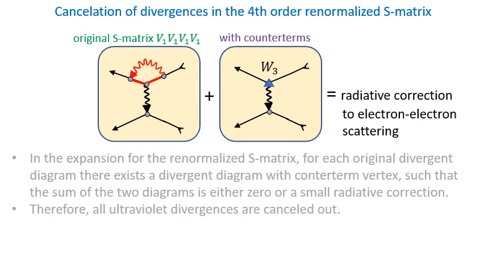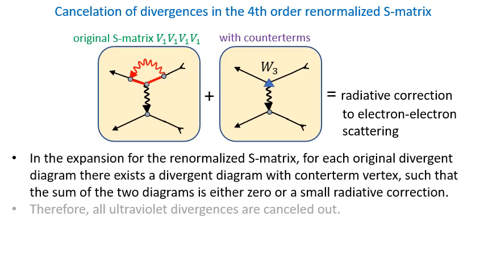The counterterm W3 plays a similar role in cancelling divergences in vertex loops. It is remarkable that for each original divergent diagram, there exists a compensating diagram with a counterterm vertex. As a result, all ultraviolet divergences cancel out.